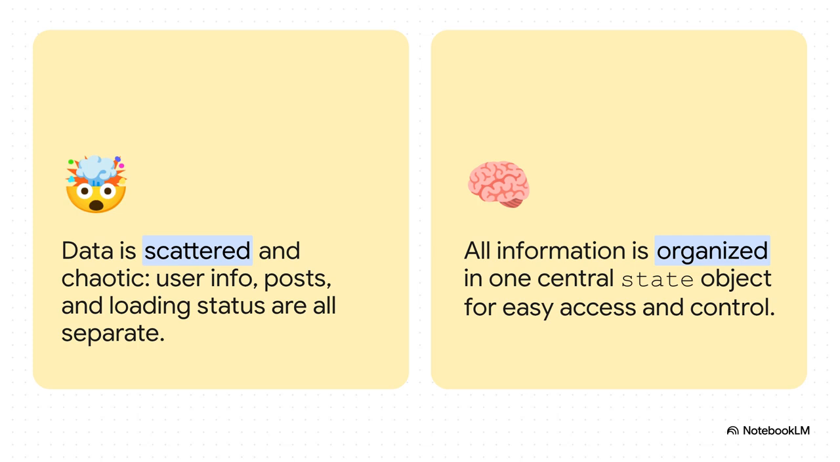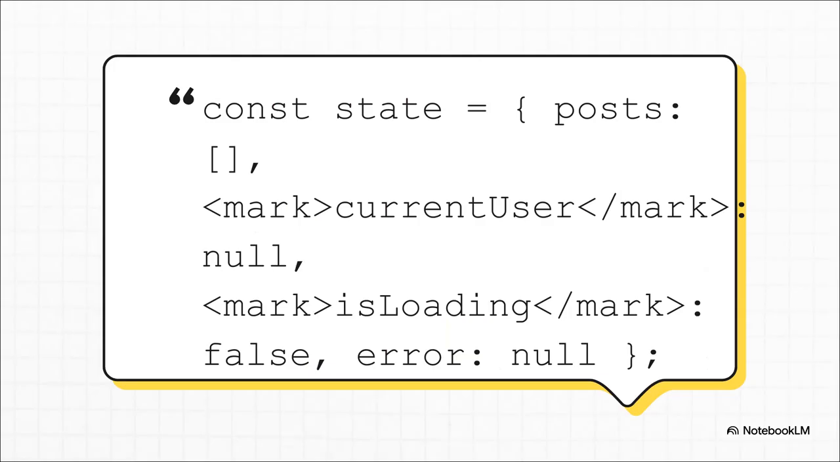On the left, you've got total chaos. Is the app loading? Who's logged in right now? Where are the posts? The information is just scattered everywhere. But on the right, sweet order. State management gives us one central, organized place to hold all the answers, giving our app a reliable memory. And here it is.